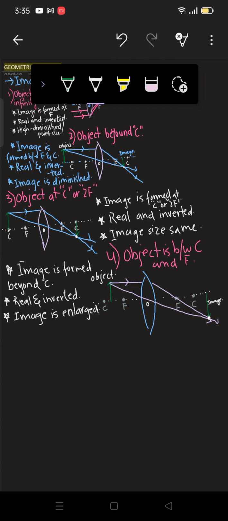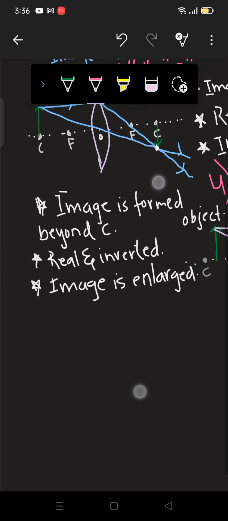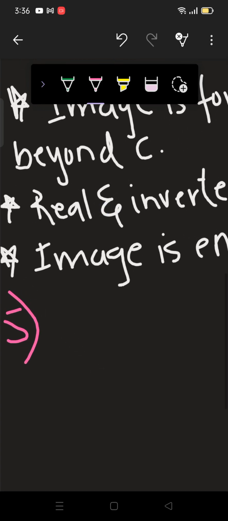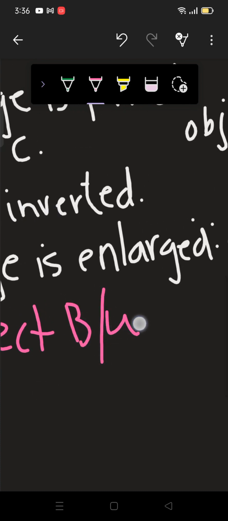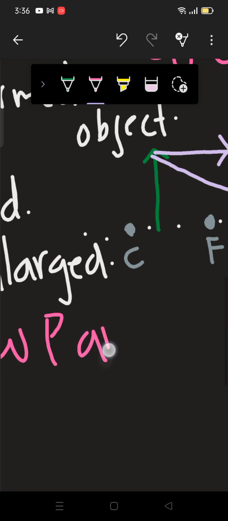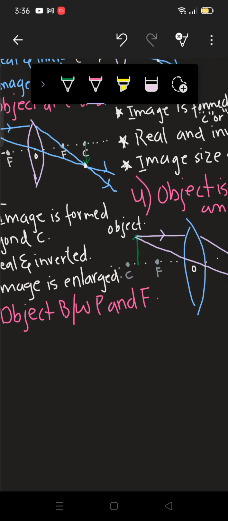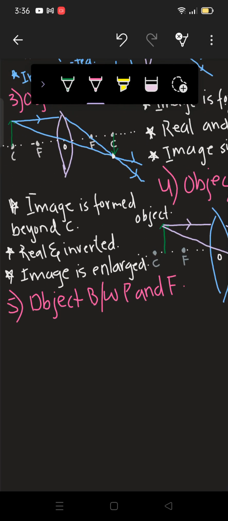Alright, what if the object is placed between P and F? Let's see that condition as well. Alright, so we do have fifth condition here. What's the condition basically? When the object is between P and F. Alright. So P is what? P is the center of spherical surface, as I have told you in the terminologies.